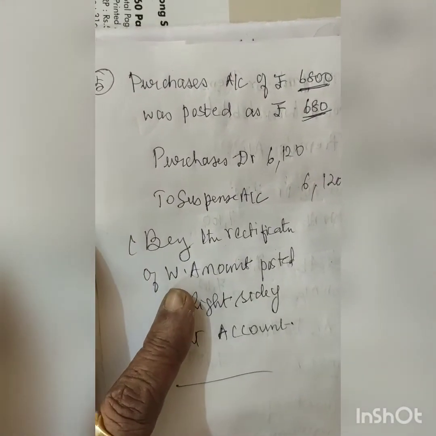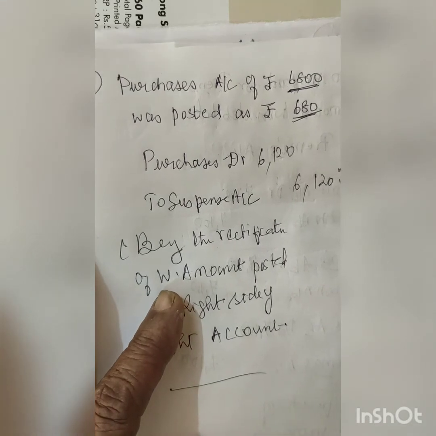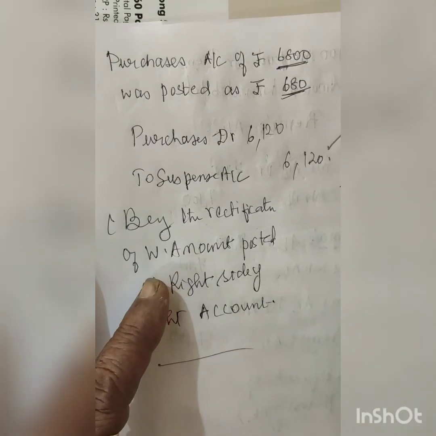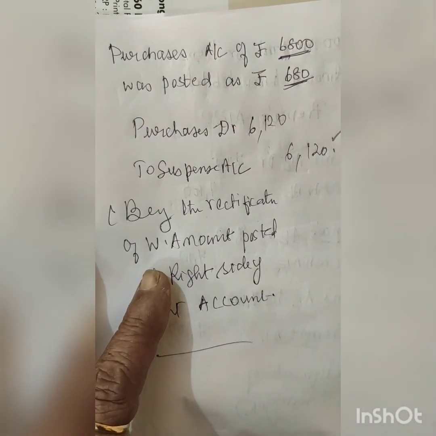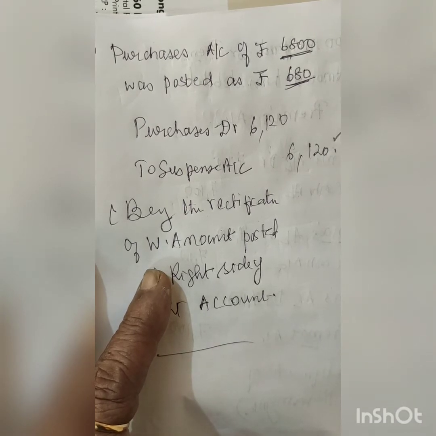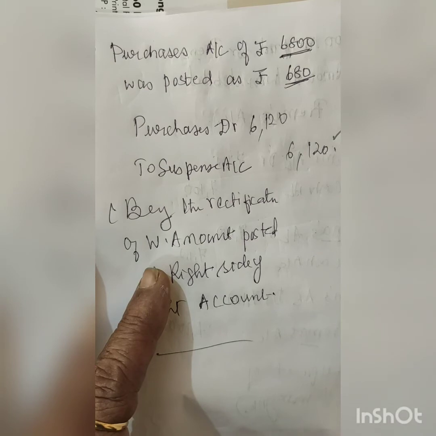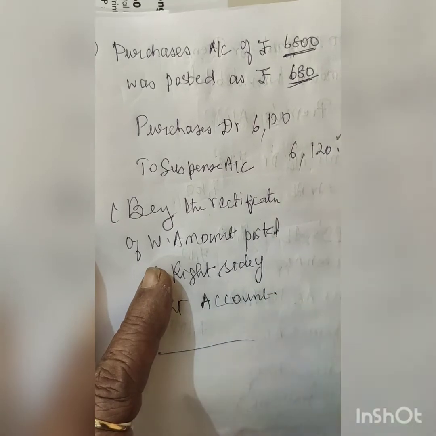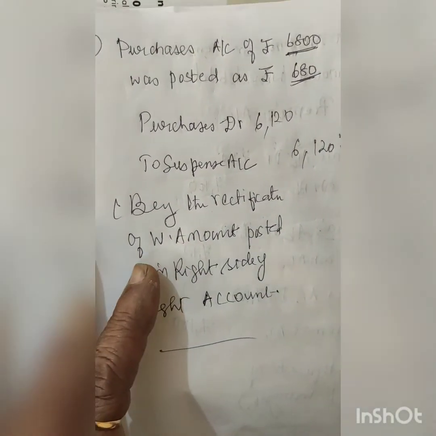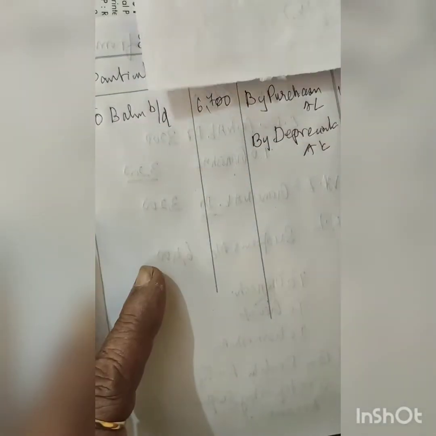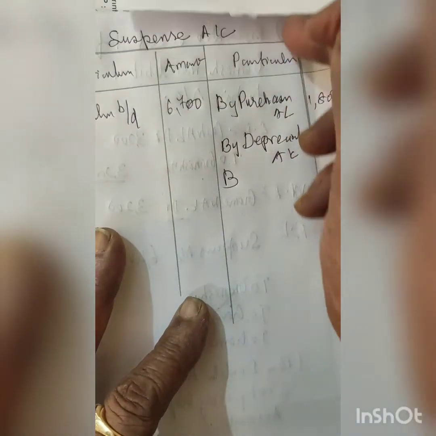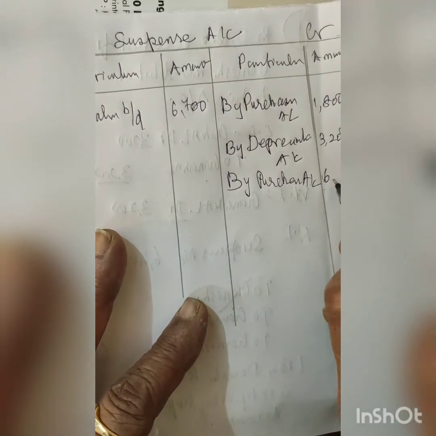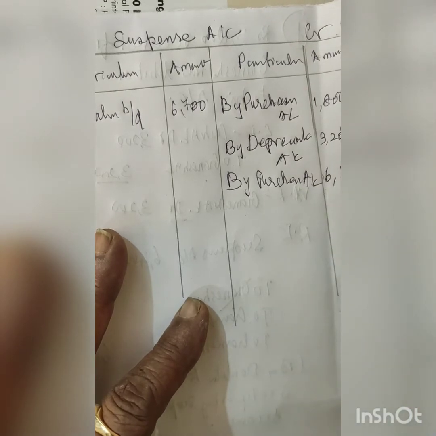Now the fourth one. The Prem's purchases of rupees 6,800 was posted as 680. So vast difference. That is an undercasting of 6,800 to 680. That means the difference is 6,120. Purchase account is debited. Suspense account is credited. Now this we have to take it to the suspense account. Which side? Credit side. By purchases account 6,120.